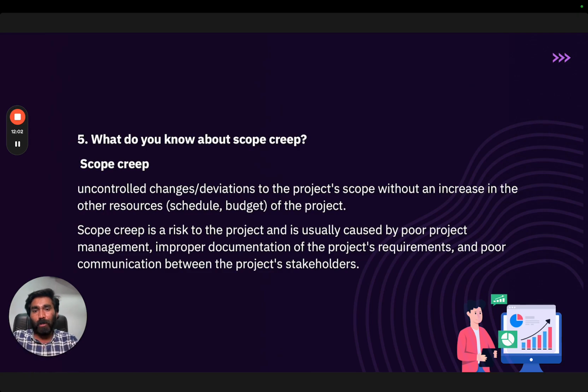All right. Then the next question is question number 5. What do you know about scope creep? Right, scope creep, first understand this. It is uncontrolled changes or deviation to the project scope without an increase in the resources, schedule, or budget of the project. Scope creep is a risk to the project and is usually caused by poor project management, improper documentation of the project's requirements, and poor communication between project stakeholders.